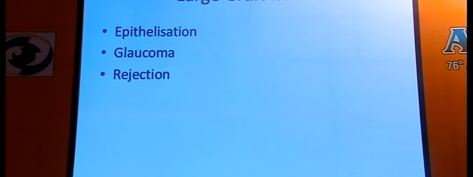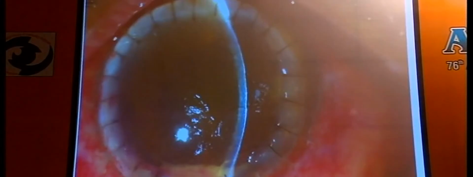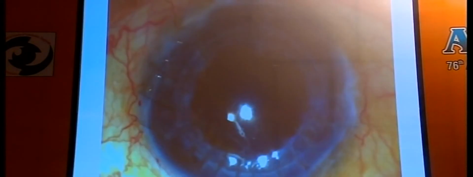Large grafts have their own issues of epithelialization because there's loss of limbus. Then they have glaucoma because angle anomalies are there, and then you have to manage rejection because there's a lot of tissue that has been transplanted. So epithelial issues and rejection here.